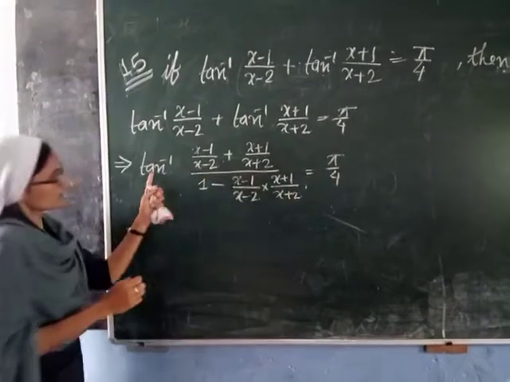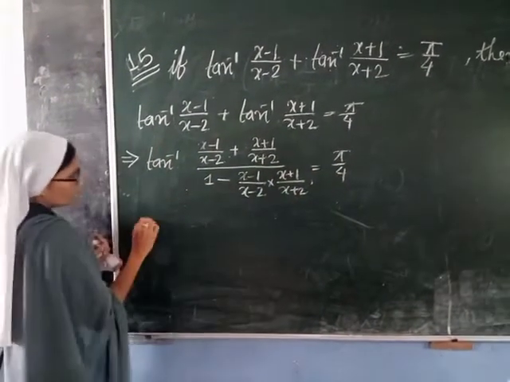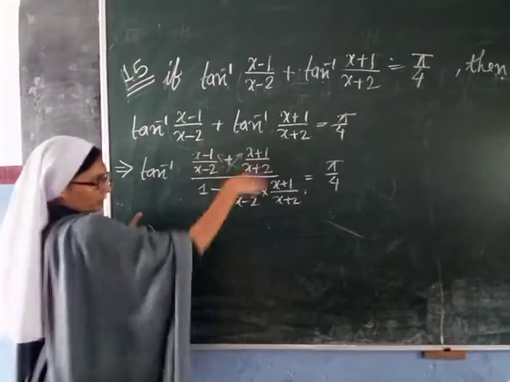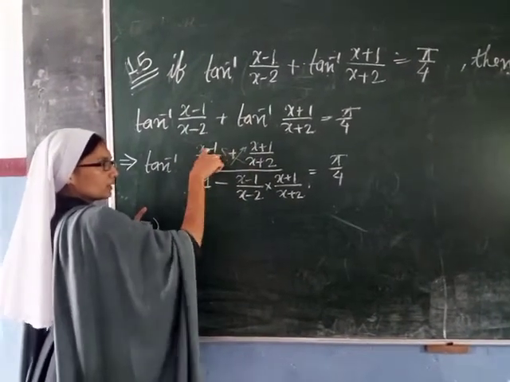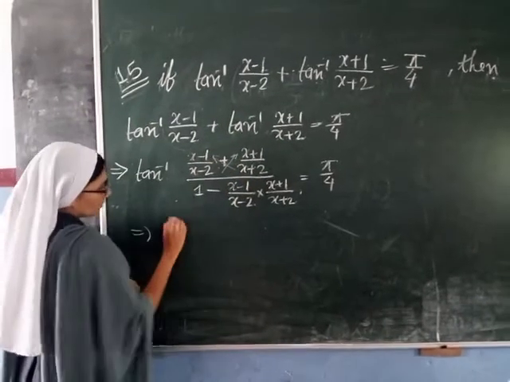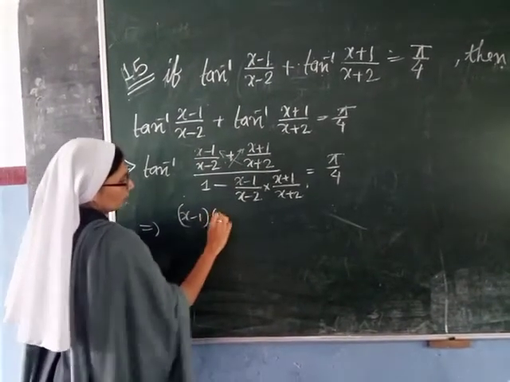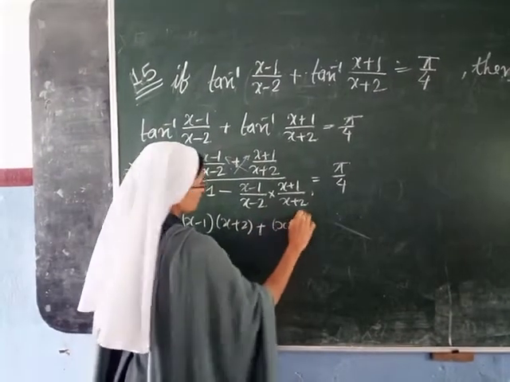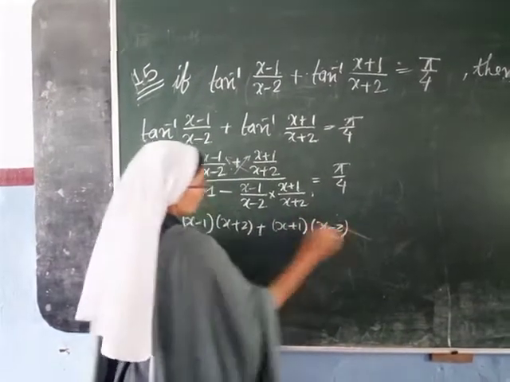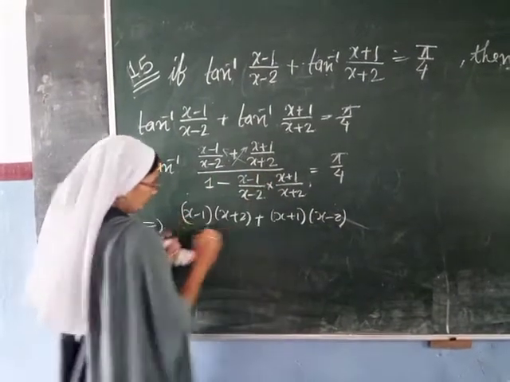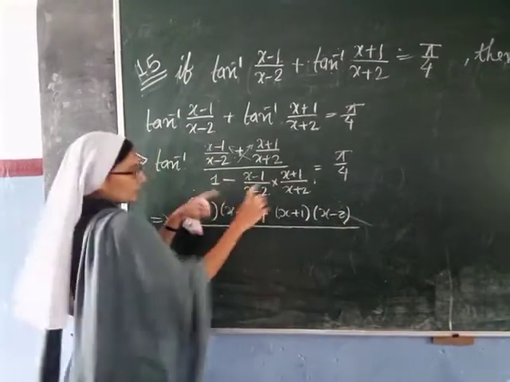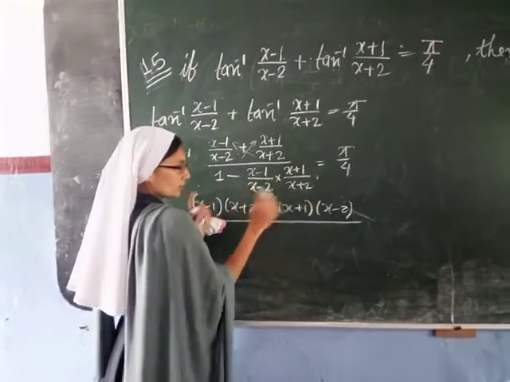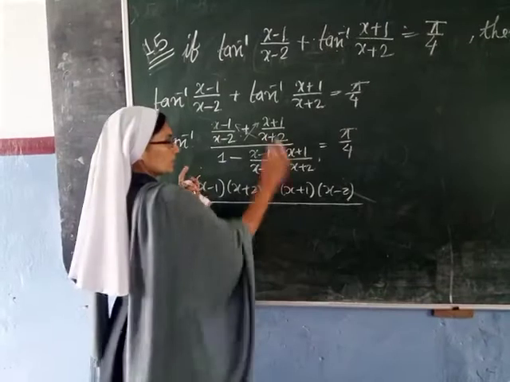Now this tan inverse I transfer here. And what you will do here? Take the LCM and multiply. So solve it. I take the LCM and multiply this with this and this with this. So (x minus 1) into (x plus 2) plus (x plus 1) into (x minus 2), and the denominator will cut, so I will not write the denominator. Same thing here: (x minus 2) into (x plus 2) I multiply here, minus (x minus 1) into (x plus 1). The denominator will be the same, so it will get cancelled.